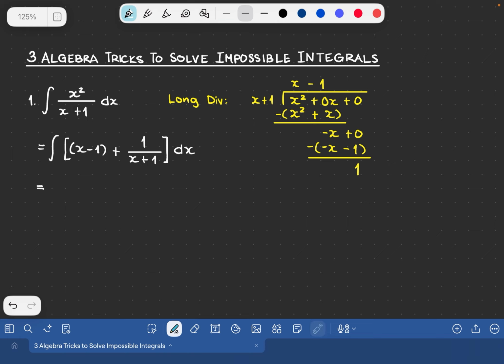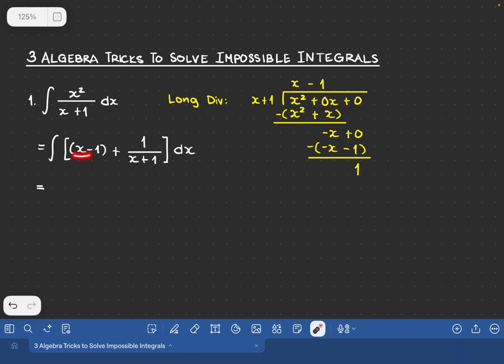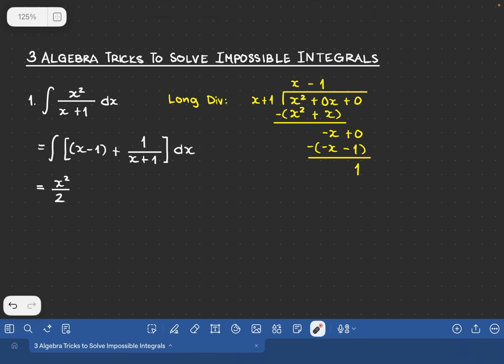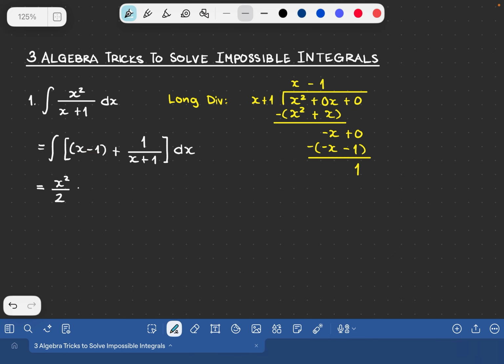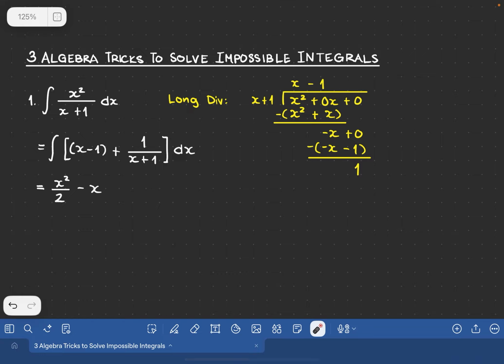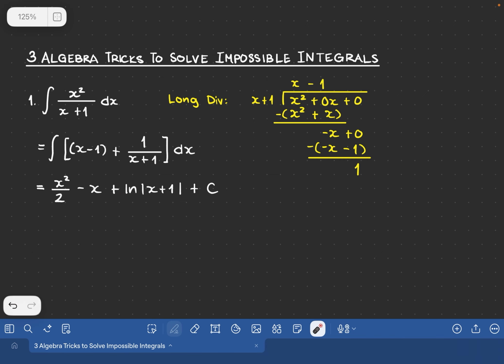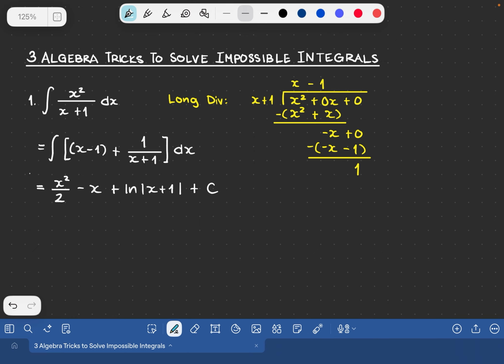So the x here just becomes x squared over 2 by the power rule of anti-differentiation. Minus 1 just becomes minus x. And then for this one, take note that technically we'll be applying a U-substitution, u equal to x plus 1, to obtain ln of x plus 1. For ln, we usually skip this substitution if it's quite obvious. This is the answer for our problem.